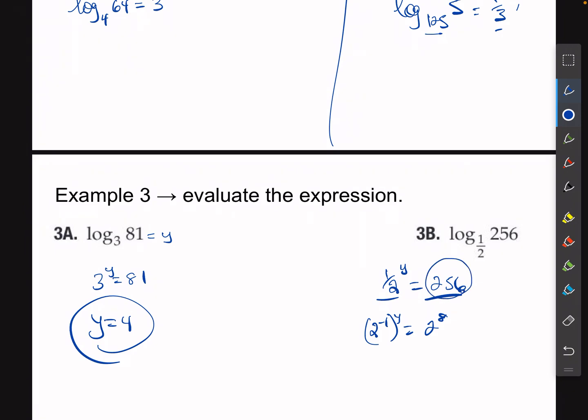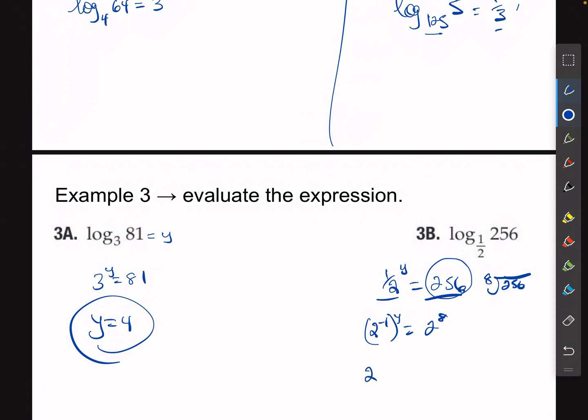I know that the 8th root of 256 is 2. You may not know that, so you might have to take 256 to a bunch of different powers to find 2. You might have to do the 6th, the 7th, and then eventually you'll find that it's the 8th power. The 8th root, I should say, of 256 is 2.